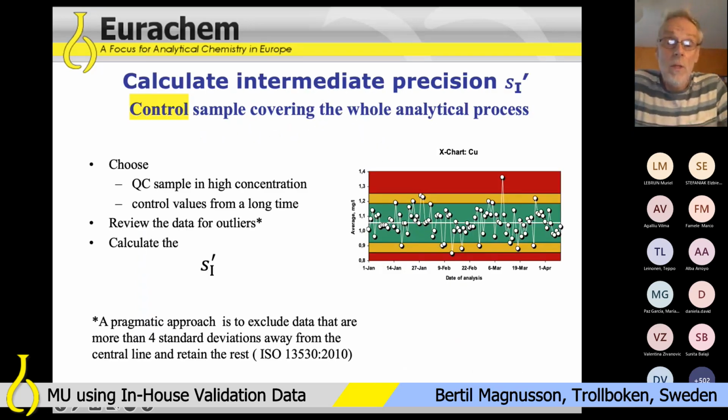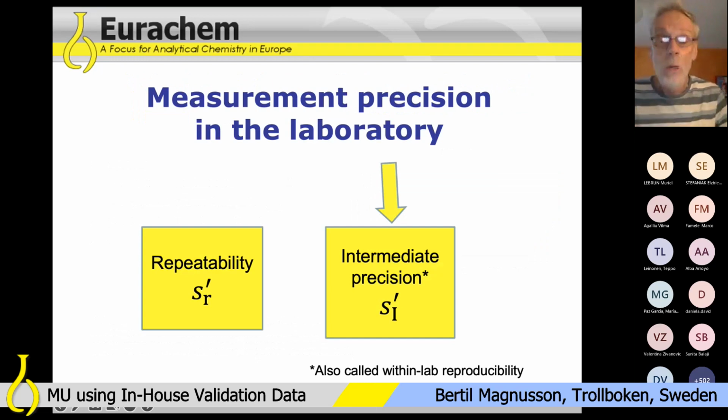But let's look at the intermediate precision first. If I want to calculate intermediate precision, I need to have a control sample covering the whole analytical process. When we talk about precision here, repeatability or intermediate precision, we always talk about that you follow your method from start to end. So that should include subsampling, it should include all the steps. It should also include, if you, for example, in your method always make three measurements and take a mean value of that, the repeatability and the intermediate precision in this case is not for each single result, it is for the mean values.